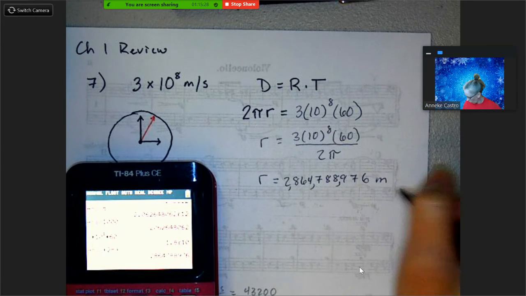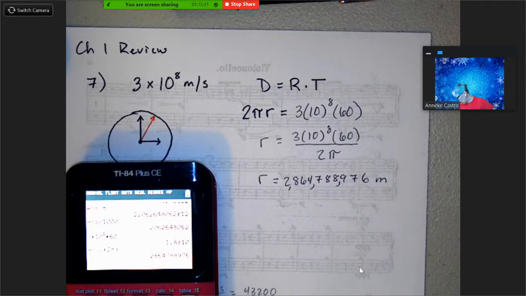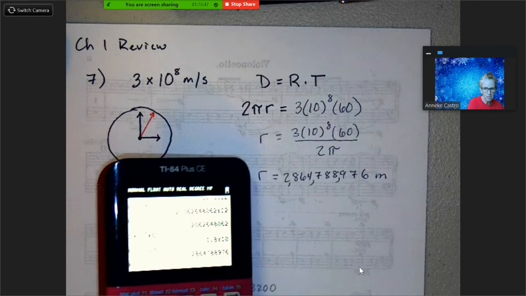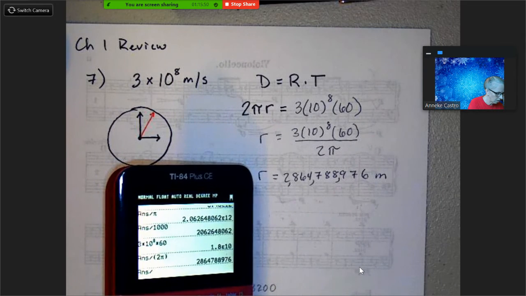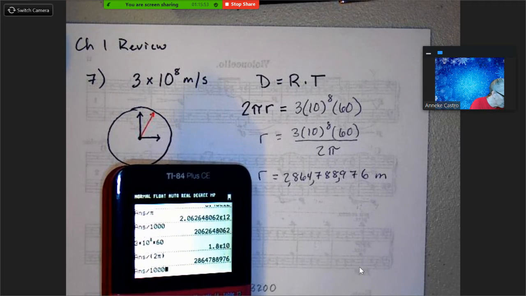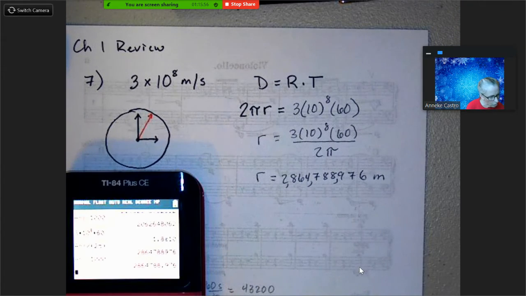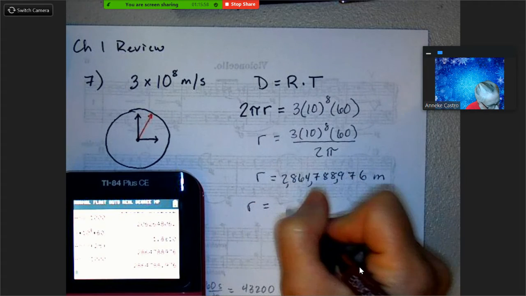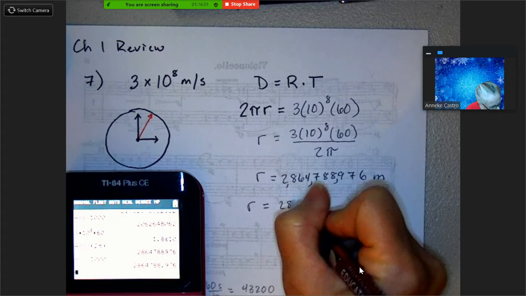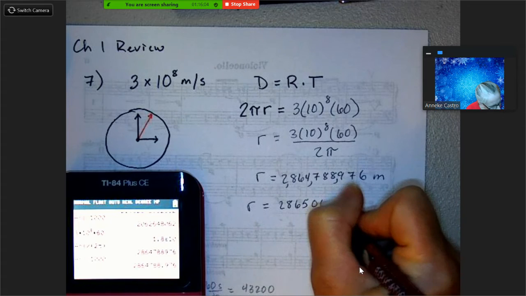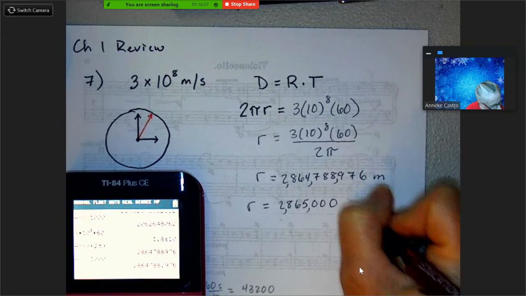So let's go ahead and change it to kilometers because it says express your answer in kilometers using standard form, correct to 4 significant figures. Okay, so standard form means not scientific notation. So I'm going to divide this by 1,000 because there's 1,000 meters in a kilometer. So divide that by 1,000 to get the number of kilometers. And they want it to 4 significant figures. So that would be 2,865,000. And that would be kilometers.